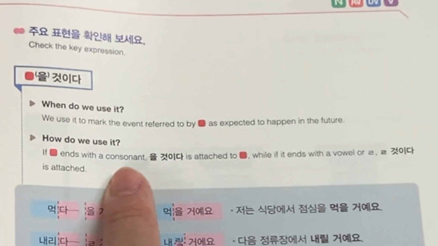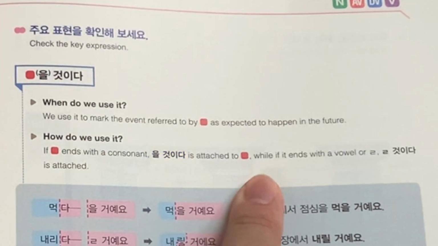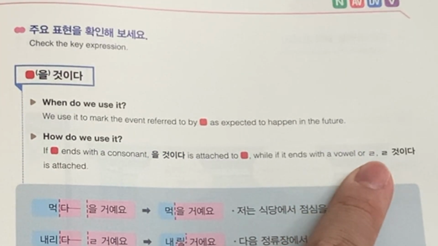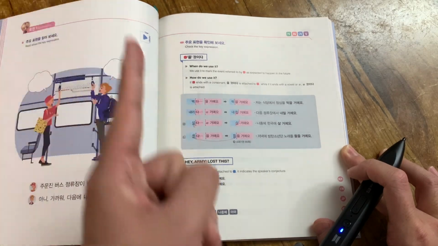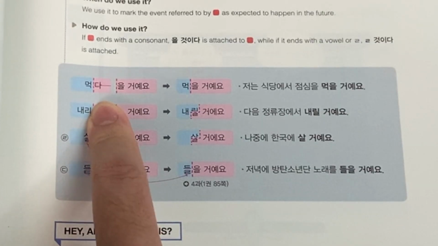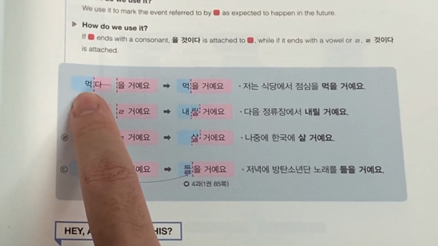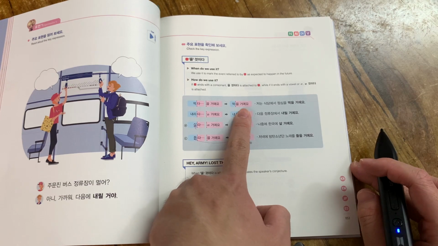If the action verb ends in a consonant, 을 것이다 is attached to the action verb. And if it ends in a vowel or a 를, we will use 을 것이다. And jumping into examples. So firstly, we have 먹다. If we want to state that we will be eating in the future, we would say 먹을 거예요. Eat in the future.